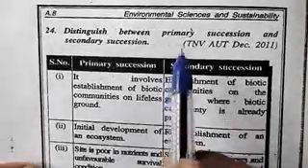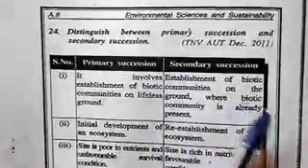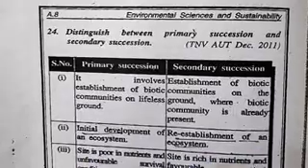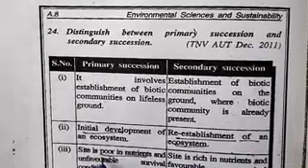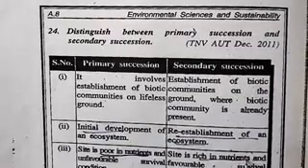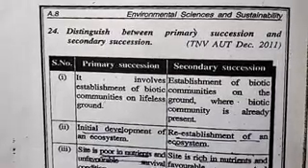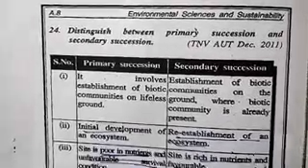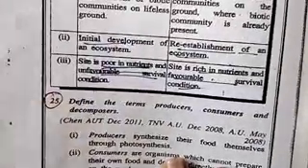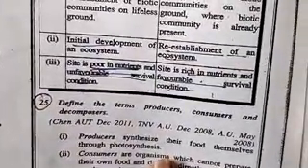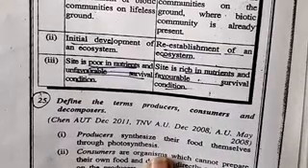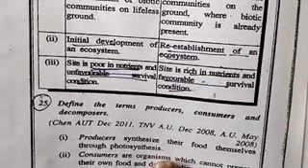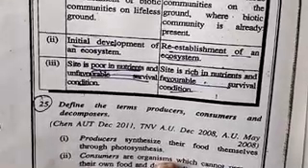Next, distinguish between primary succession and secondary succession. Primary is the initial development, while secondary is the re-establishment of the ecosystem. This is poor in nutrition, that is rich in nutrition; unfavorable survival condition, favorable survival condition, and so on. This is what we are going to write for primary and secondary succession.